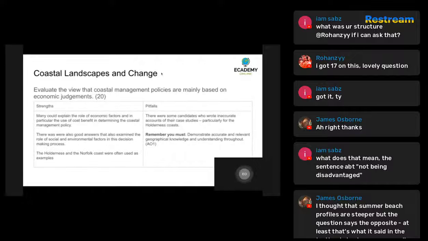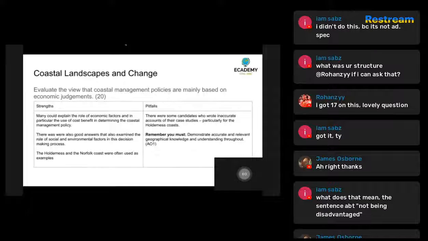So strengths for many students: they could explain the role of economic factors. And I would say that a good proportion, maybe 70, 80%, will do this very, very well. In particular, the use of cost-benefit analysis to determine whether a coastal management strategy is appropriate or not. There are also good answers that examine the role of social and environmental factors.